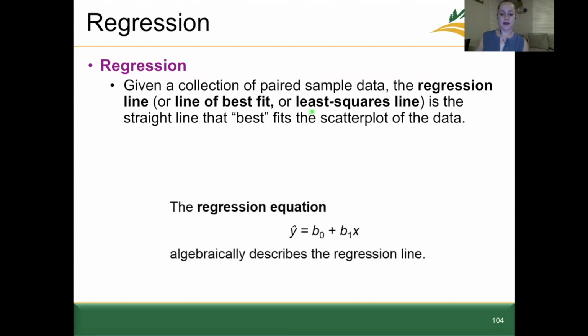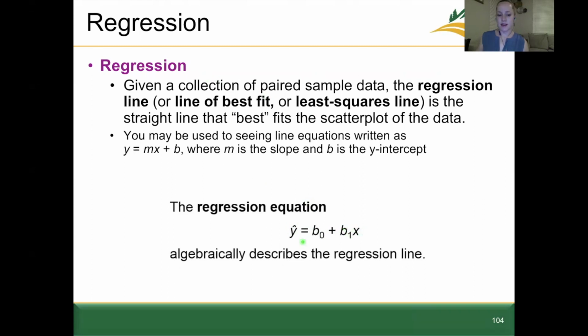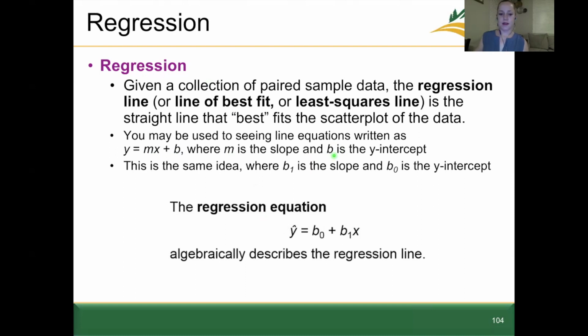It's essentially the same thing, where the regression equation is y hat is equal to b naught plus b1 times x. Now, if you're used to seeing a line equation as y equals mx plus b, where m is the slope and b is the y-intercept, this is the same thing, but in this case, b1 is our slope because it's next to x, our x variable, and b naught here is the y-intercept. Okay, so this is the same thing as thinking of y equals mx plus b.